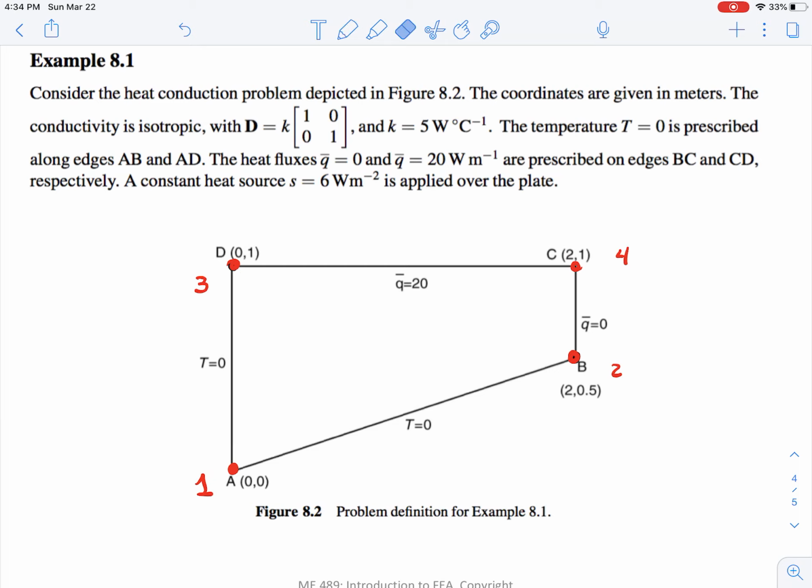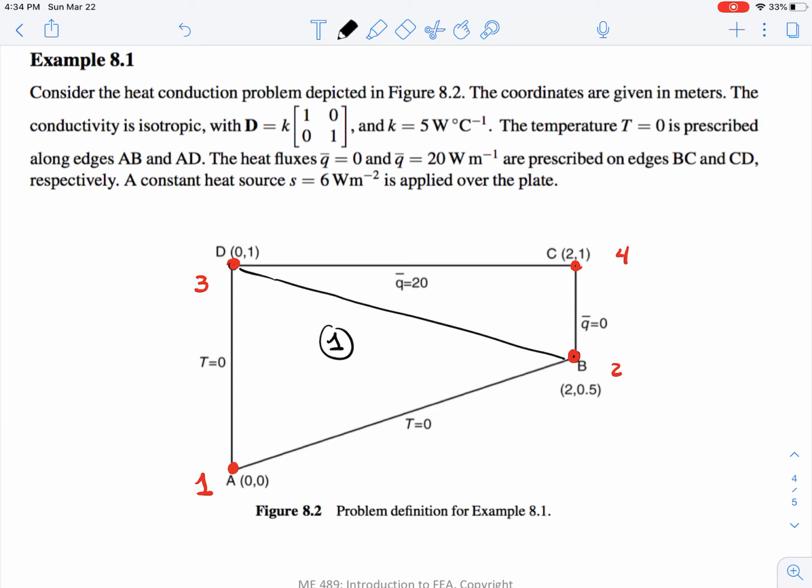So that's why I numbered first these nodes 1, 2, 3, and then at the end I numbered the node which has a natural boundary condition, which is this one. So those are the nodes, and then just to have the mesh, I'm going to split the mesh like this.